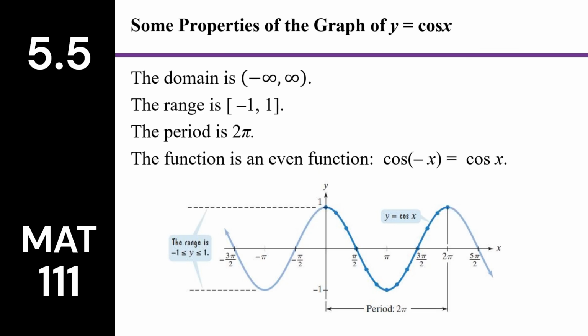The cosine, like the sine, has a domain that goes from negative infinity to positive infinity. Its range is also from negative 1 to a height of 1, and the period is also 2 pi. The cosine is what we call an even function. This means the cosine of a negative angle is the same as the cosine of the corresponding positive angle.